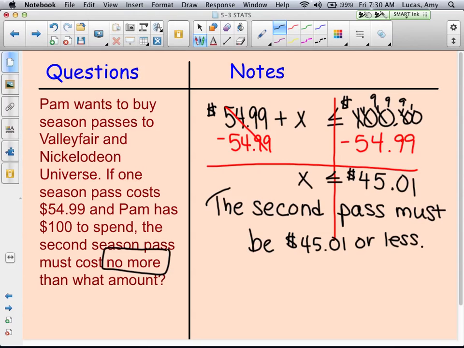When you're working with writing inequalities and you're talking about shopping, less than or equal to is always the inequality symbol that you're going to use, because you can spend less than the amount of money you have or equal to it. You can't spend more than what you have.